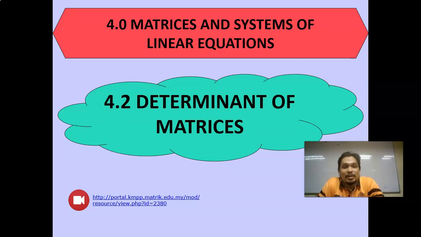Okay, so today we are now in the second lecture of part 2 of topic 4, matrices and system of linear equations. So as you see on the screen here now, 4.2, determinant of matrices.